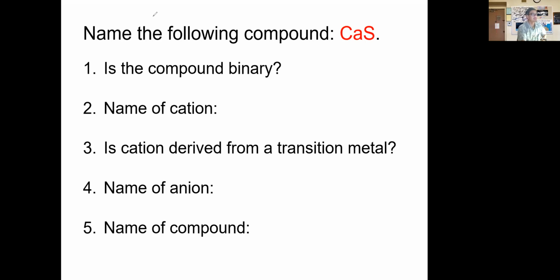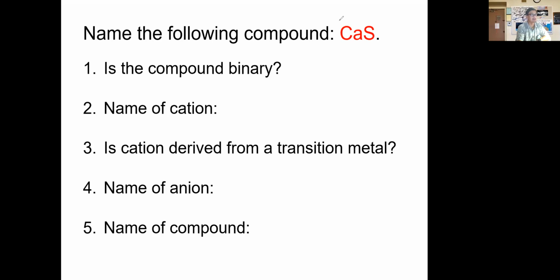Okay, so let's take a look at this first compound here. If you're given a name or a formula, you have to be able to identify the binary compound. So here we have the formula. First and foremost, if we want to name it, we have to identify it as being binary.